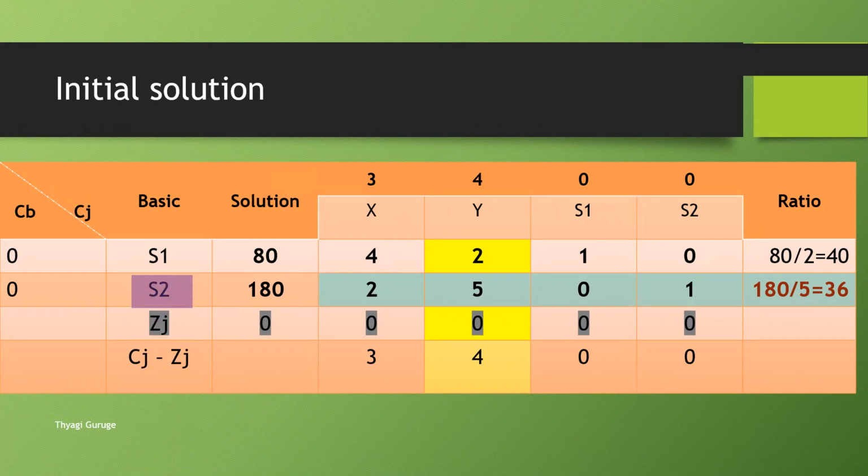Based on the pivot element, we are going to identify the leaving variable. Here, the leaving variable is S2. And now we are going to decide what the entering variable is. Here, we are going to enter Y into the simplex table.